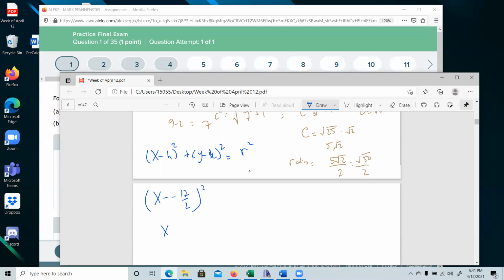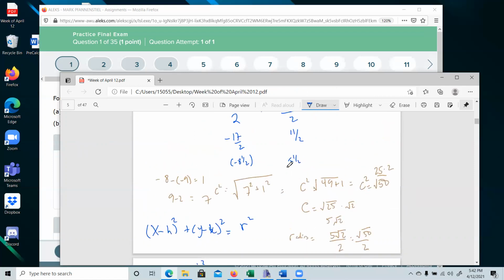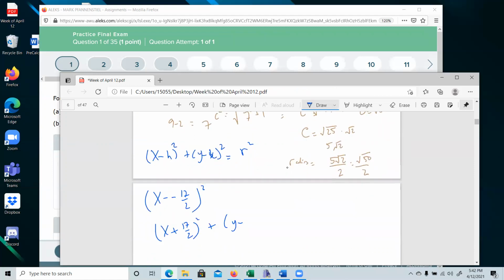squared, which you're not going to write that. You're going to do that for me, right? You're not going to write minus a minus. You're going to just plus it. Plus y minus. And what was this? This was 5.5, wasn't it? So that's 11 halves, wasn't it? Squared.